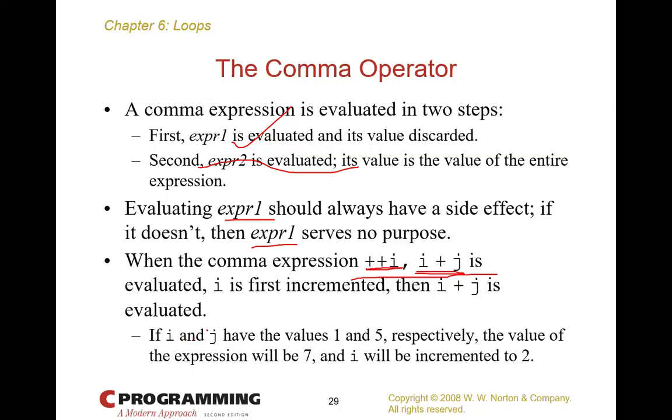If i and j have the values 1 and 5 respectively, so i is 1, j is 5, the value of the expression plus plus i, i plus j is going to be 7. Why? Because we said this will evaluate first. When plus plus i evaluates, it is 1 plus 1, so i becomes 2. So at i plus j, i is no longer 1, i is now 2, while j still remains 5, and this gives us 7.